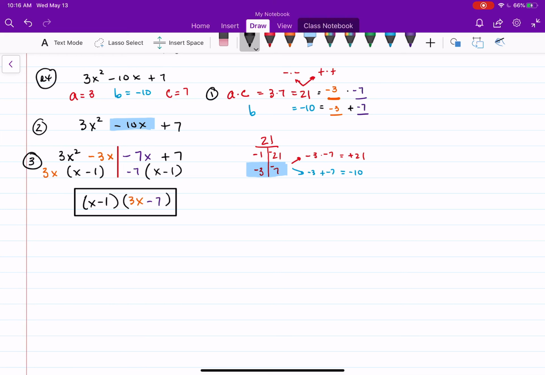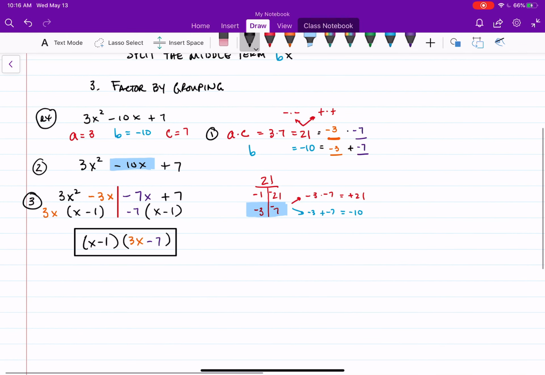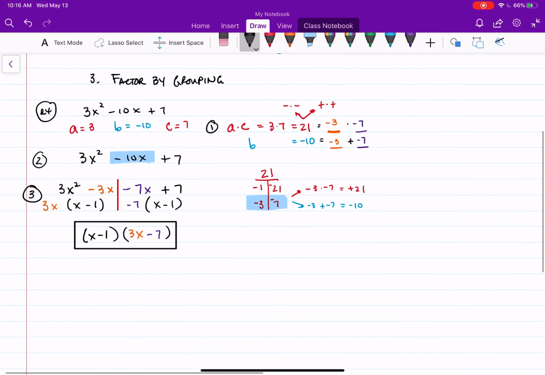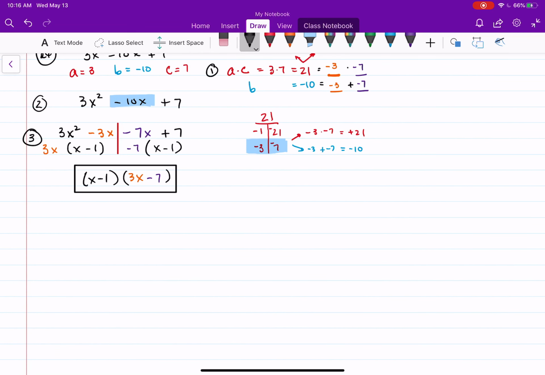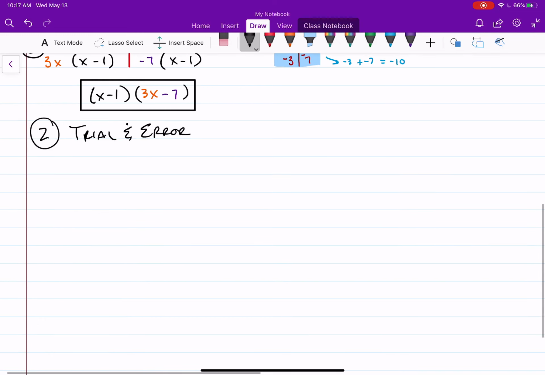The other thing to think about, or I should say, the other method, is called trial and error. It is the second way of doing this. So let me see here. What do I want to talk about? How do I want to do this? Okay, so let's do this. So the second method is called trial and error, okay?